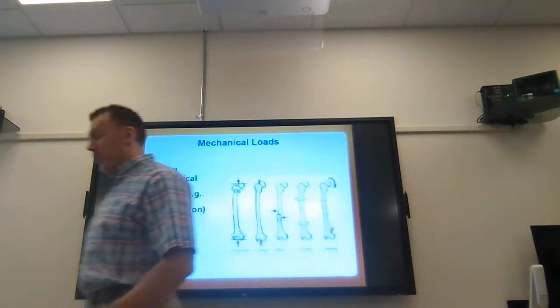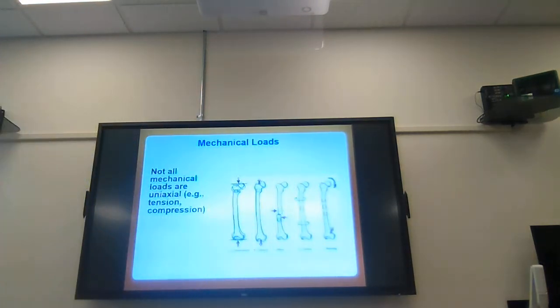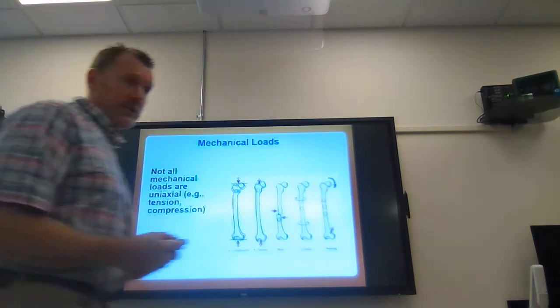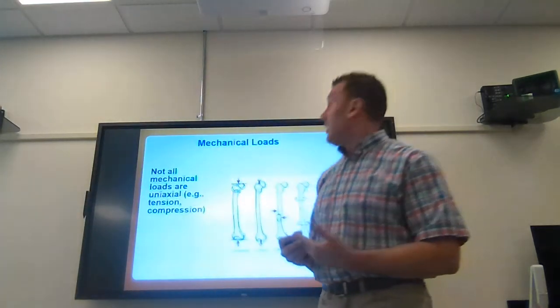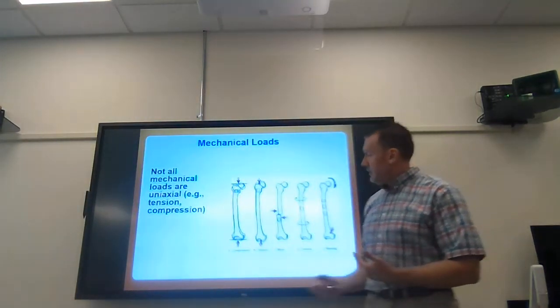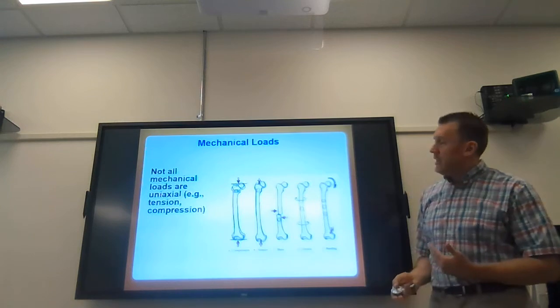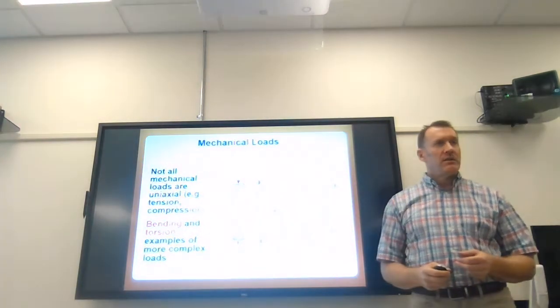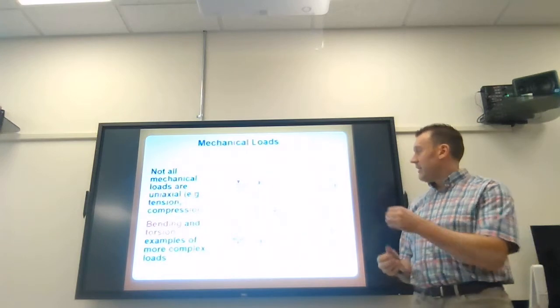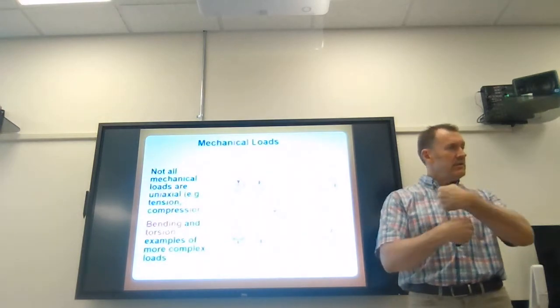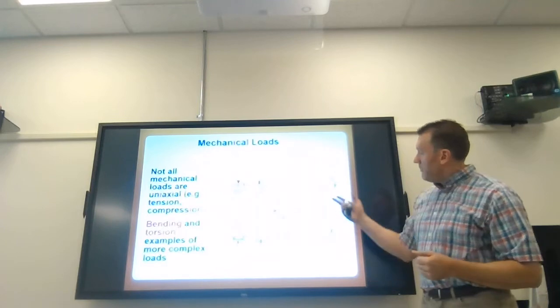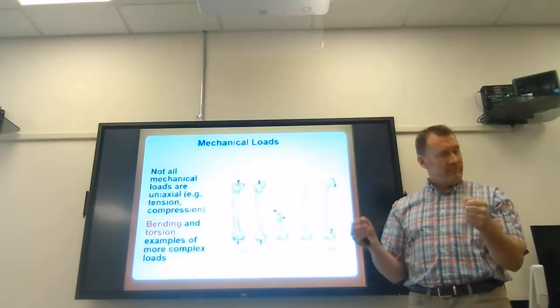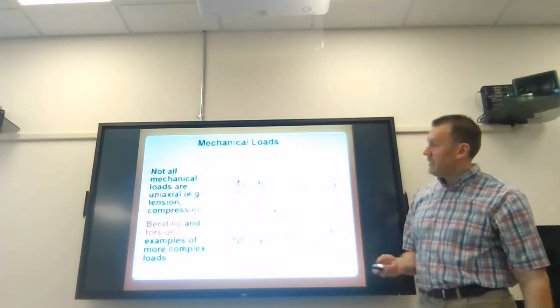So our three fundamental stressors: we have compression, we have tension, we have shear. So we have two other types of loads that are more complex. So you can see compression, tension, and shear, but we also have torsion and bending. So when I think of torsion, I think of twisting. Bending, of course, is what you think it is.